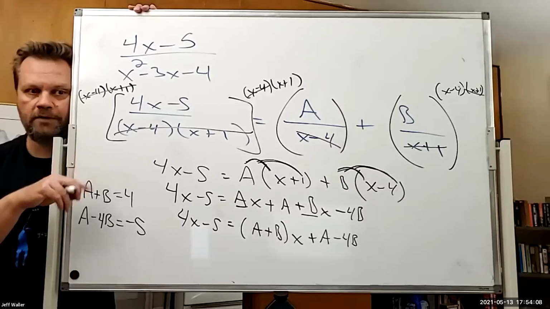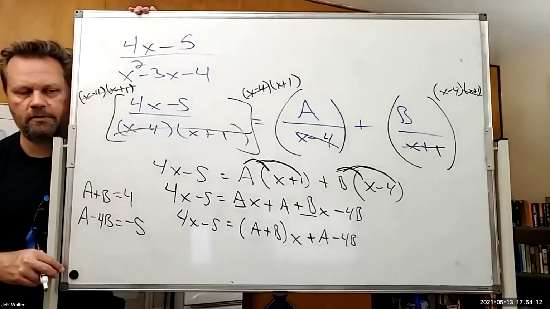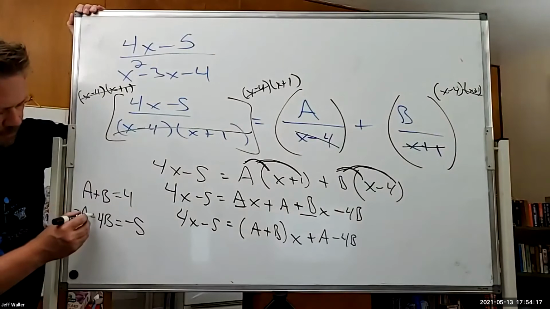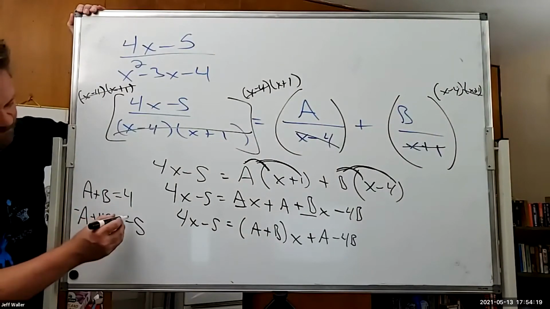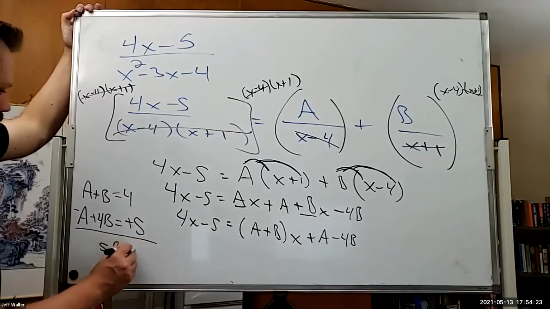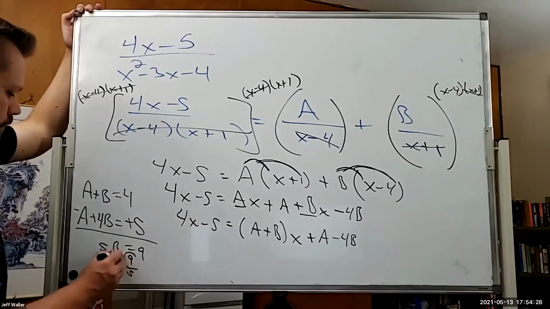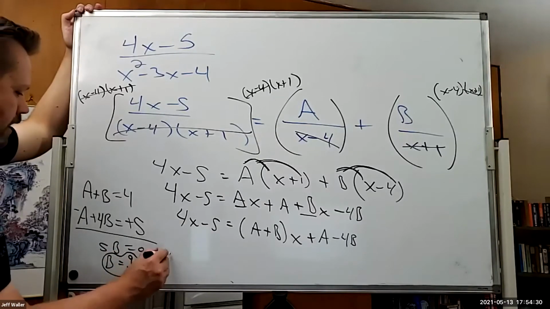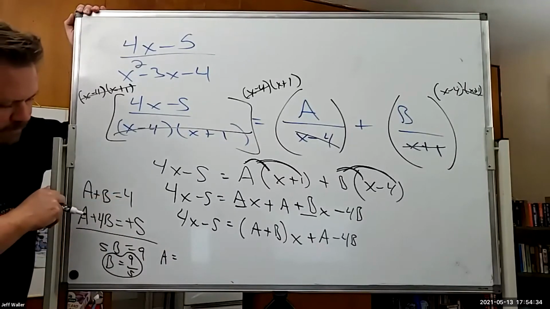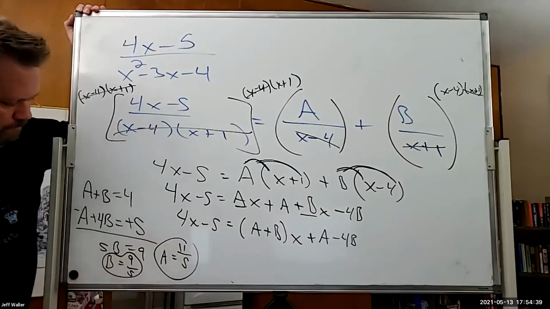There's a few different ways you can do this. The way I would do this real quick is I would multiply through this one by -1. Then I can add these together. So I know B is 9/5. So then A has to be 4 minus 9/5, which is 20/5 minus 9/5, which is 11/5, I believe. Is that right?